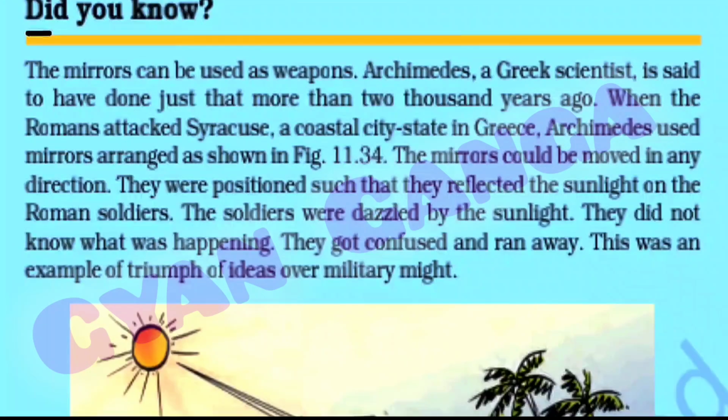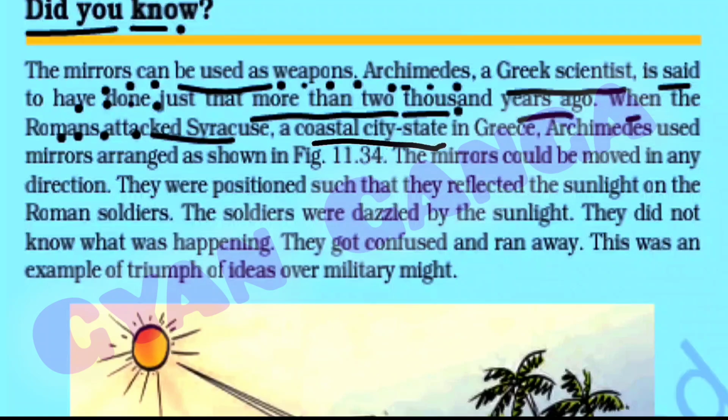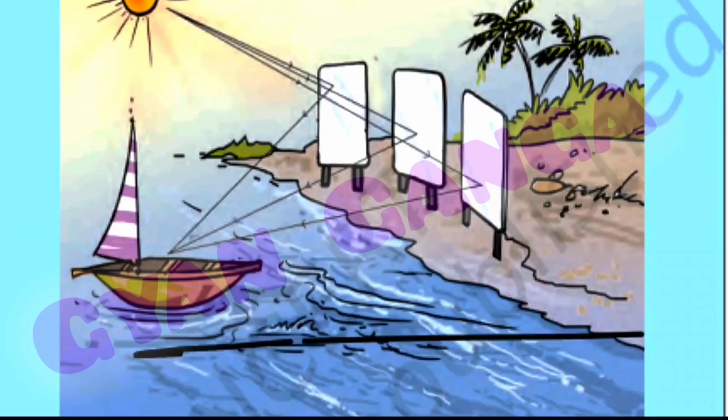Do you know a mirror can be used as a weapon? Archimedes, a Greek scientist, is said to have done just that more than 2000 years ago when the Romans attacked Syracuse, a coastal state in Greece. Archimedes used mirrors arranged as shown in the figure. The mirrors could be moved in any direction. They were positioned such that they reflected the sunlight on the Roman soldiers. The soldiers were dazzled by the sunlight. They did not know what was happening. They got confused and ran away. This was an example of the triumph of ideas over military might. This is the way Archimedes used his principle.